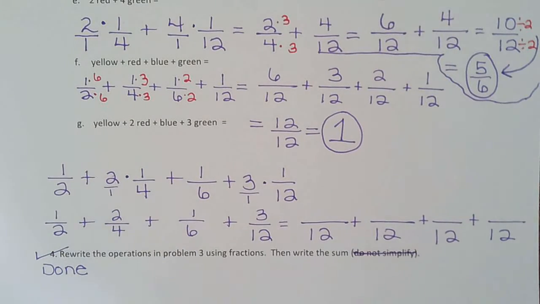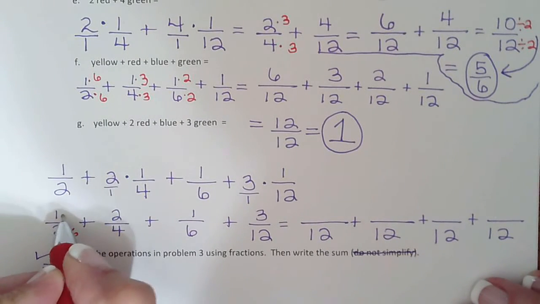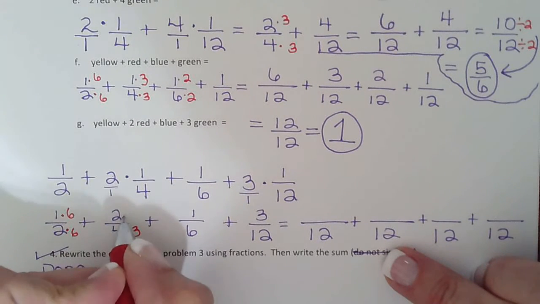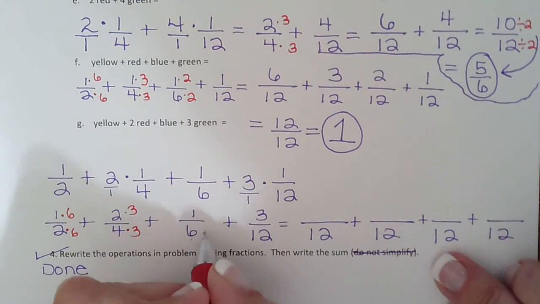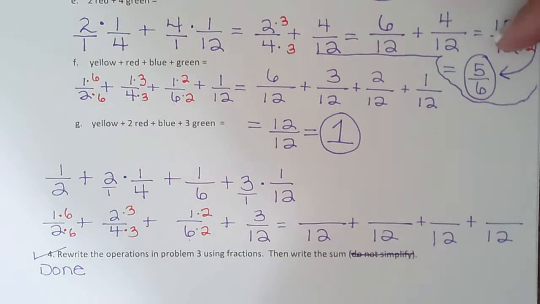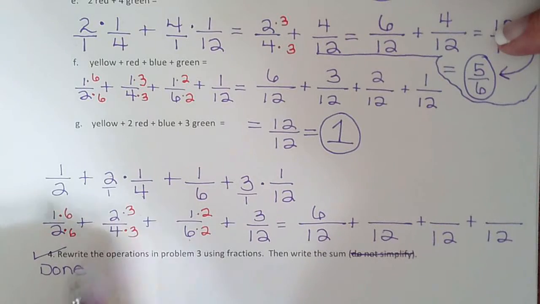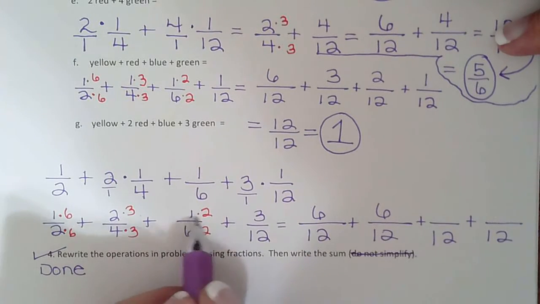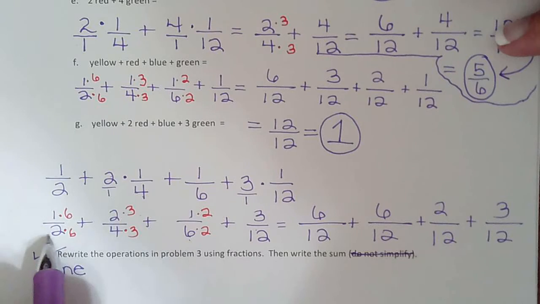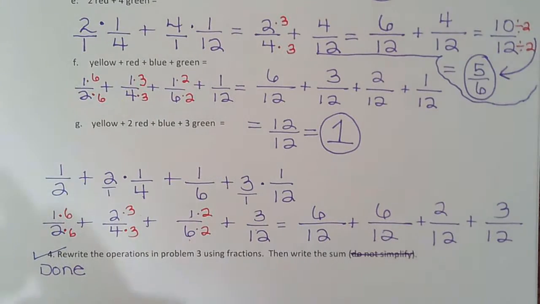So let's decide what everything gets multiplied by. 2 gets multiplied by 6, so does its numerator. 4 to turn into 12 gets multiplied by 3. 6 to turn into 12 gets multiplied by 2. That one's already 12. So let's write our new numerators: 6 over 12, 6 over 12, 2 over 12, and 3 over 12.